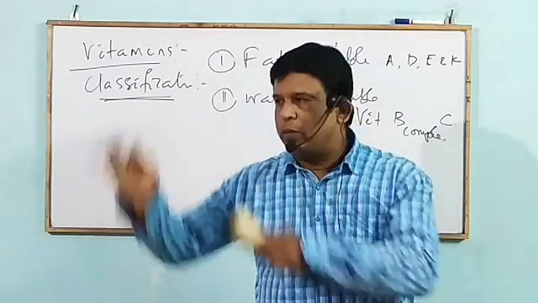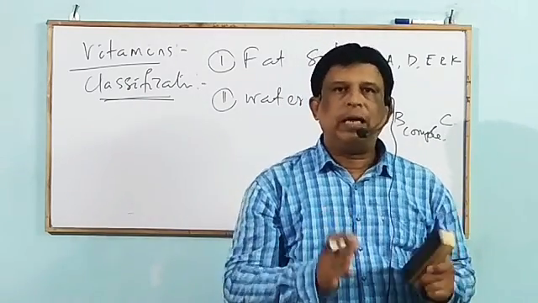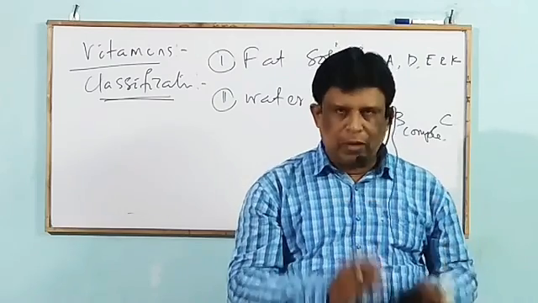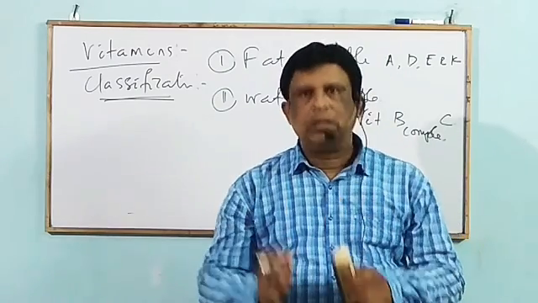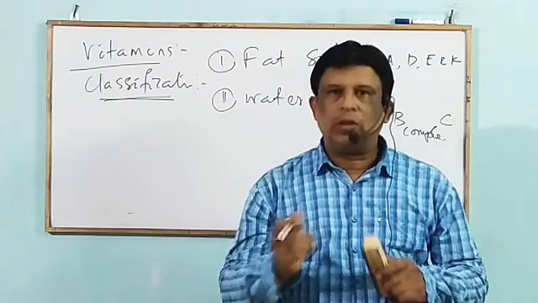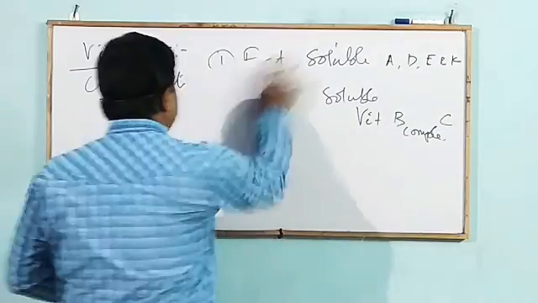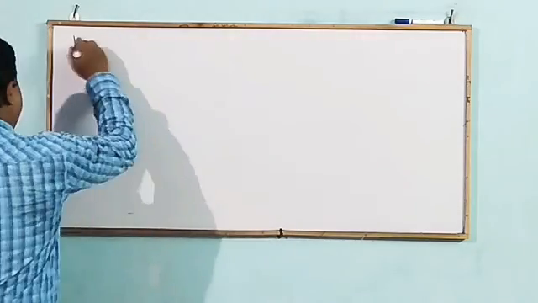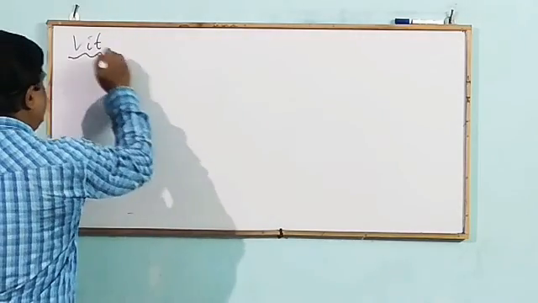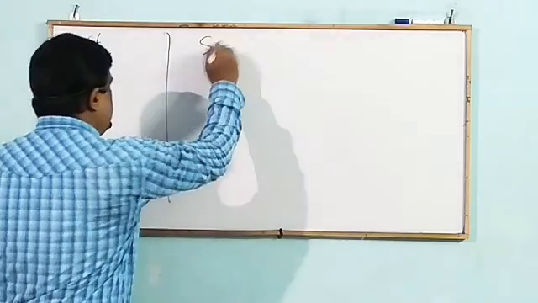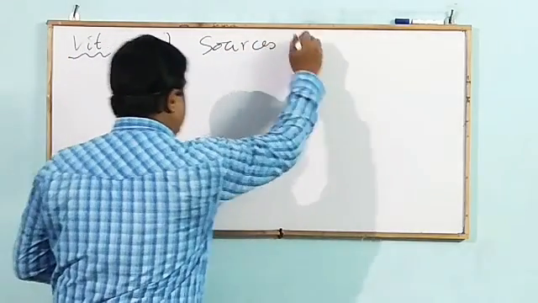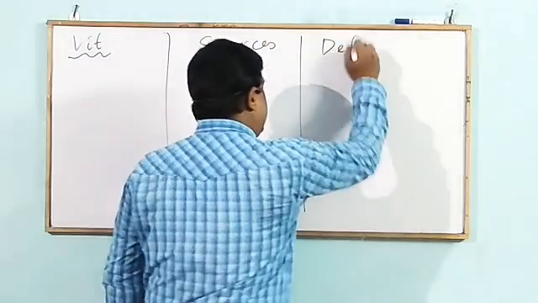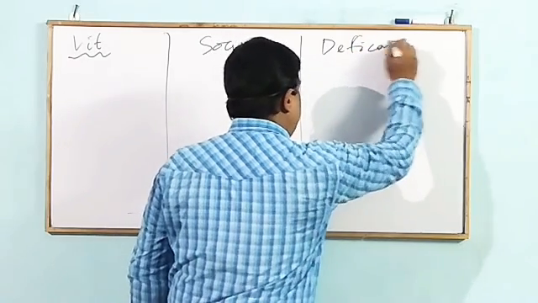Then we discuss the classification in the form of a table: the different types of vitamin, name, chemical name, then source, then deficiency, the diseases they cause. We discuss one by one. First, name of the vitamin. Next, sources. Next, deficiency diseases.